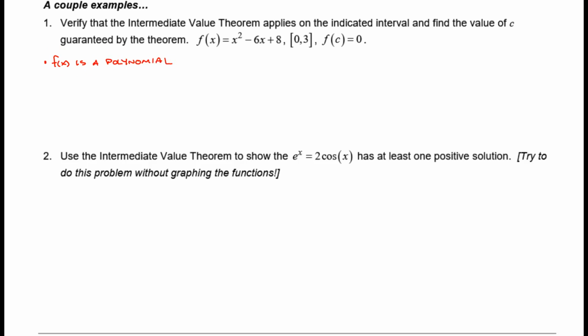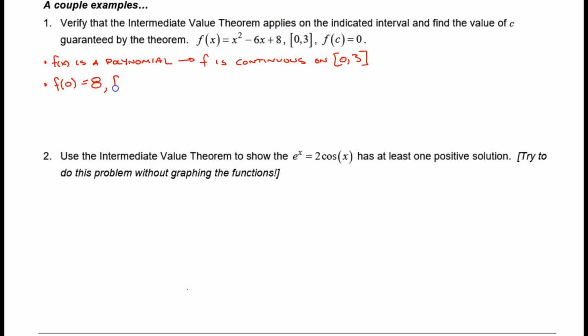f of x is a polynomial. That tells us that f is continuous on the interval we're interested in. How do we know that? Because polynomials are continuous on the real number line. Next step, I'm going to look at the value of the function at the left endpoint. f of 0 is 8. Plug in 0 for x, and we get positive 8 as the output.